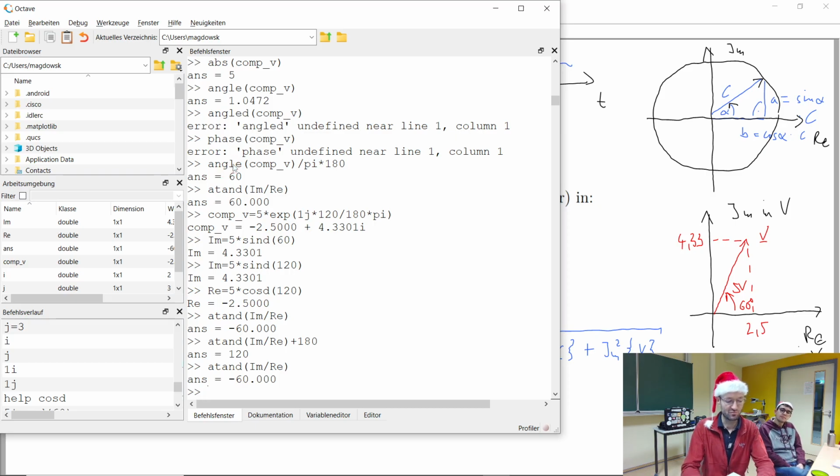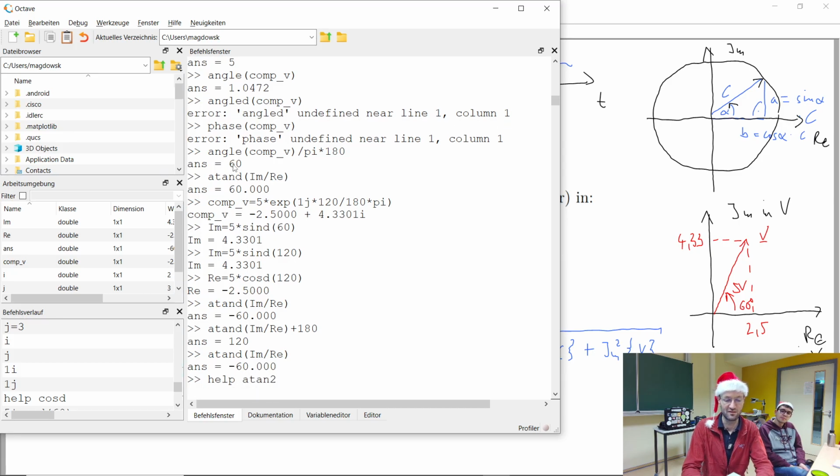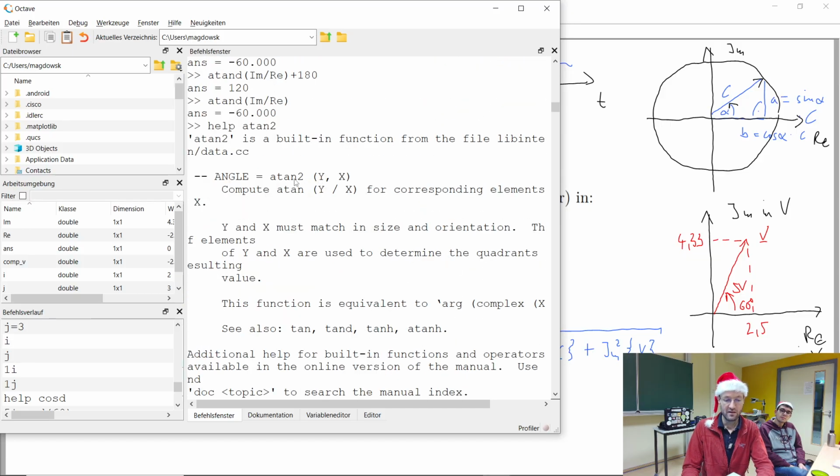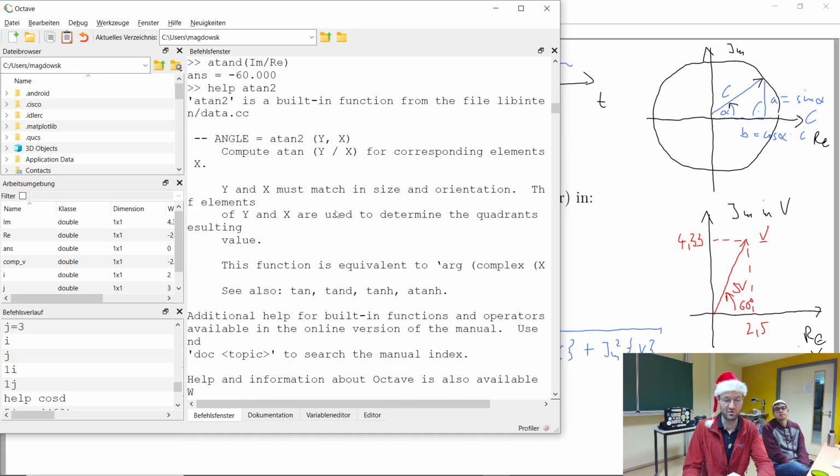Or to solve this problem, I mean, the people who develop MATLAB and Octave are also, of course, not stupid. So they have thought of a second function, and it is called arcus tangens 2. The arcus tangens 2 gets two values, the vertical value and the horizontal value, or let's say in our case the imaginary part and the real part. And then it automatically does the decision, okay, the real part is negative, so I need to add 180 or subtract 180 and so on.